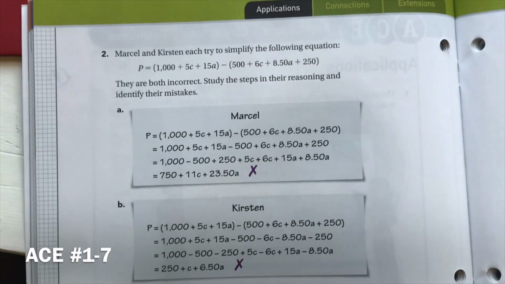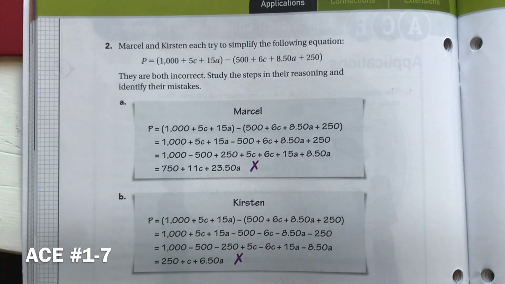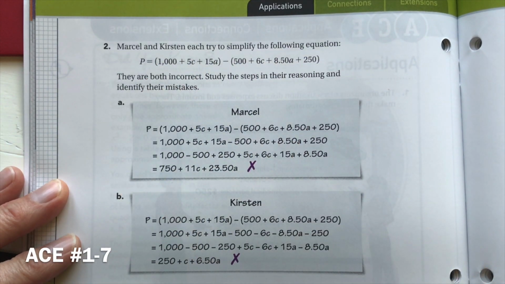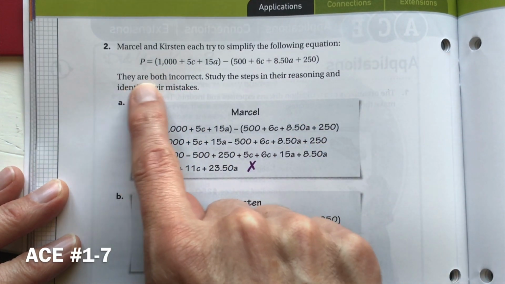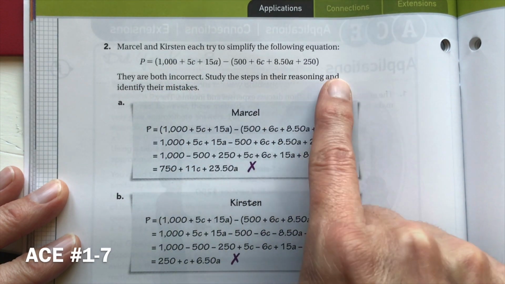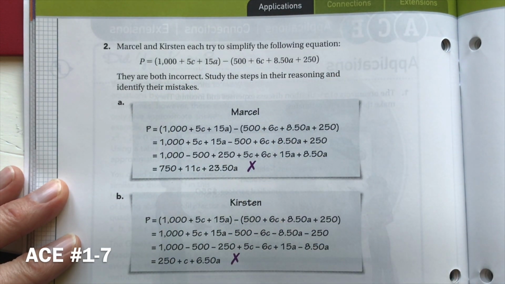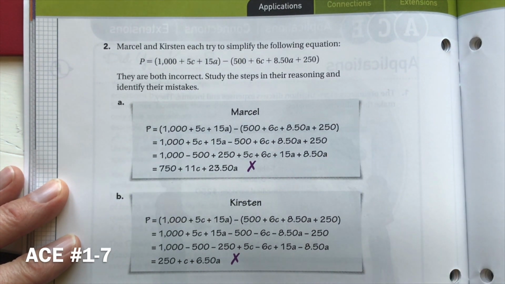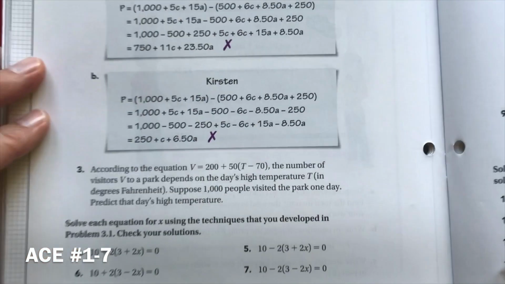Question 2, you have again some other student work, Marcel and Kirsten. They did some work to simplify this equation, which is a pretty big one. They're both incorrect. Look, it says they both are incorrect. Study the steps and the reasoning and identify where their errors went wrong. So you can see in both of their work where they make a mistake. Check through those specifically.